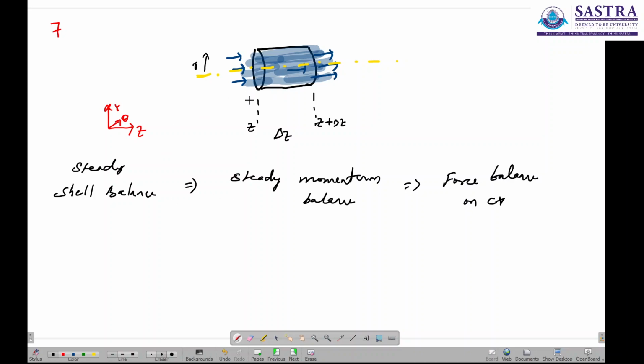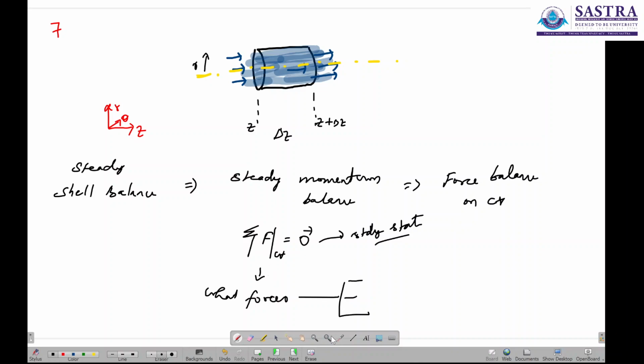Now because the fluid flow is steady, there is no acceleration of fluid within this control volume. So if there is no acceleration of the fluid as it passes through this control volume, that means the sum of all the forces acting on this control volume is 0. Now the question comes, what forces are we going to consider? This is a 0 vector because it is a steady state, so there is no acceleration that we have taken. But the question is now what forces?